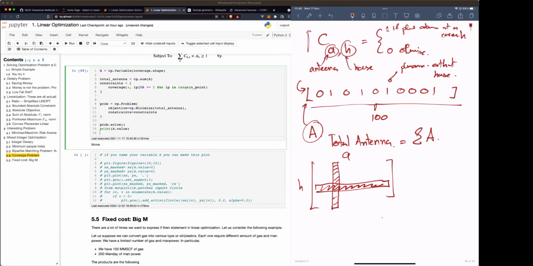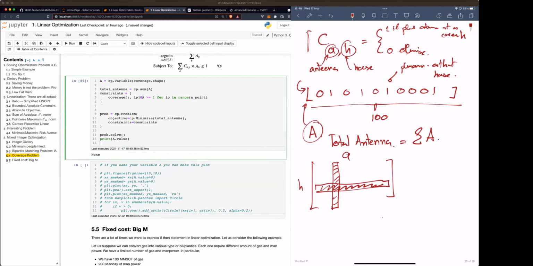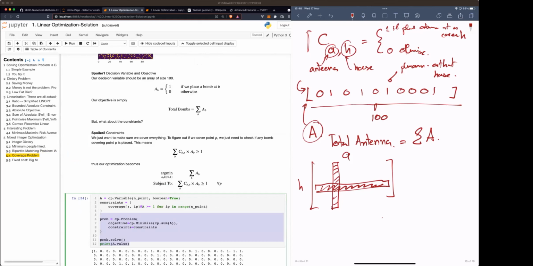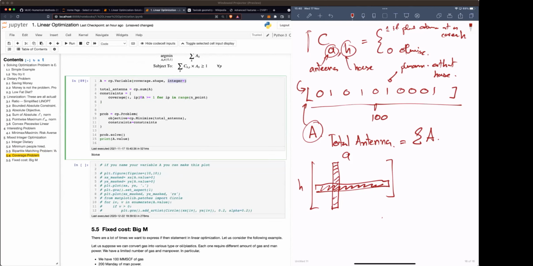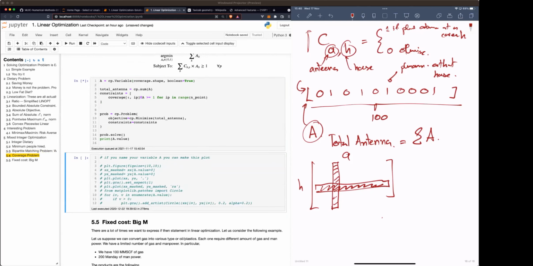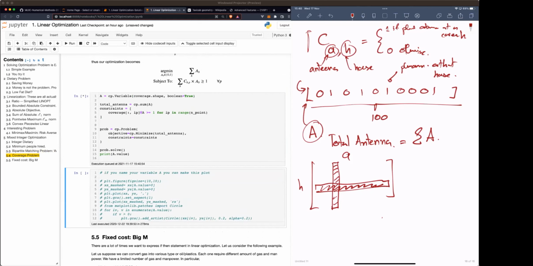Print A dot value is none because I forgot to tell that this thing is an integer. Actually, there's a way to tell it that it's 0 or 1: Boolean equal to true. It's very common that you have a Boolean variable. And come on, it's 2 to 100, so wait a while.